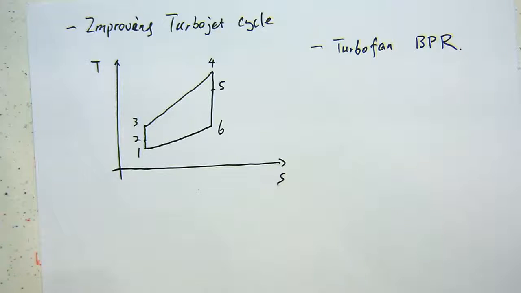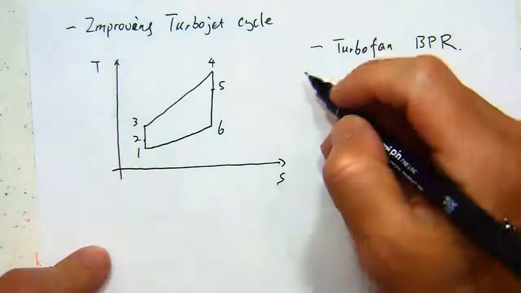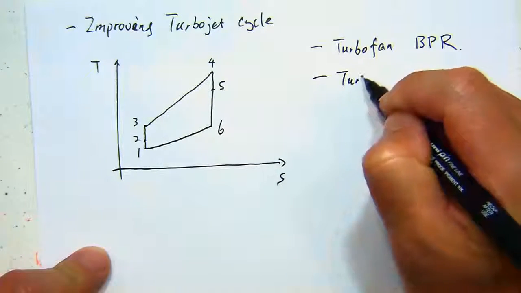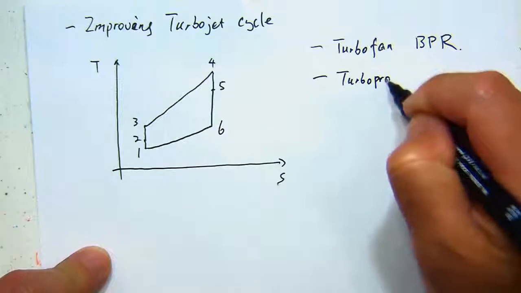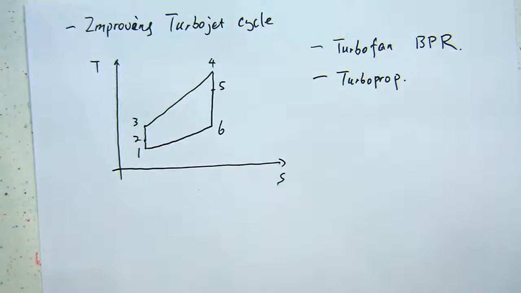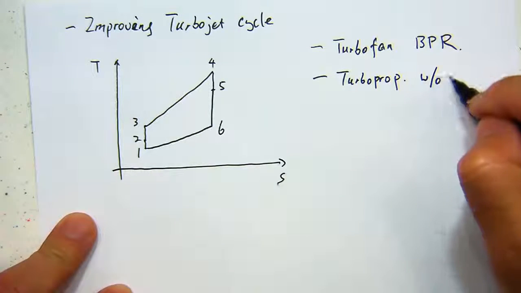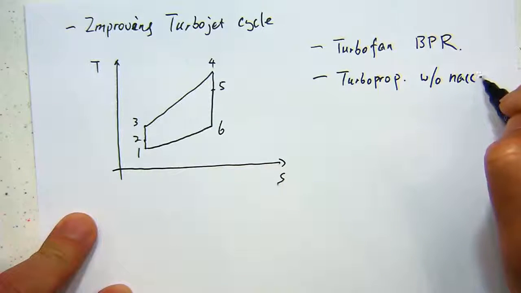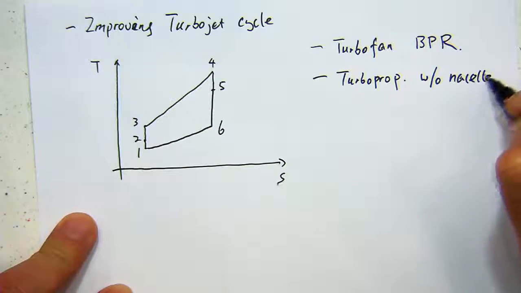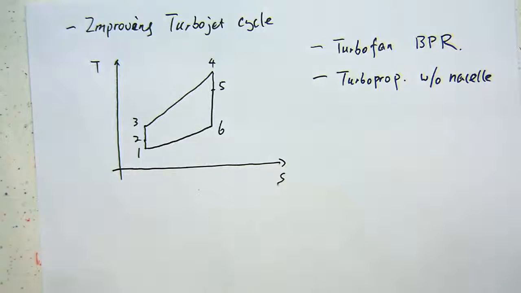Right? And the other one is called turboprop. So turboprop is using a similar idea as a turbofan, but it gets rid of the engine cover, or what we call the nacelle. So this allows an even larger bypass ratio to be realized.